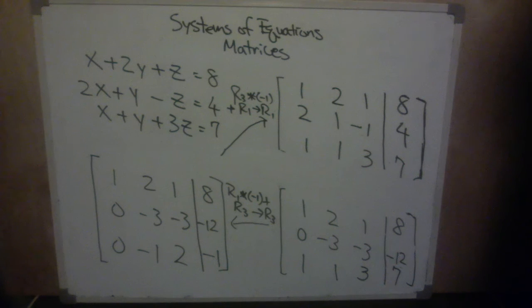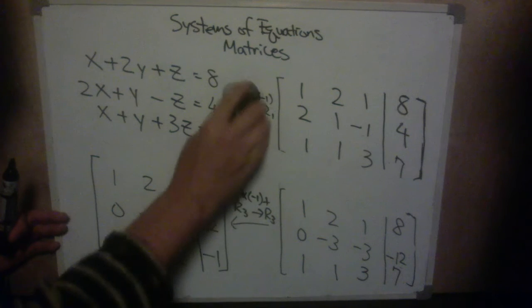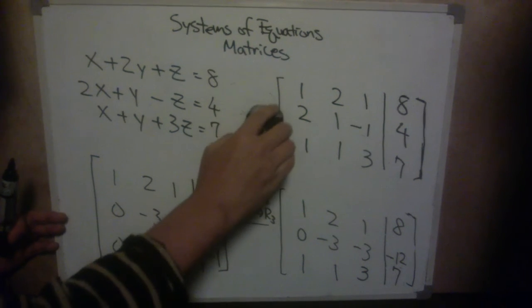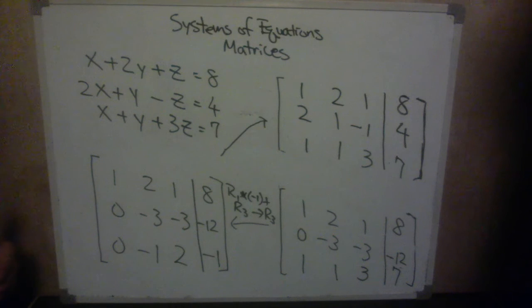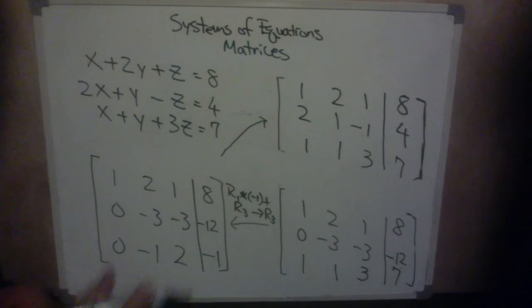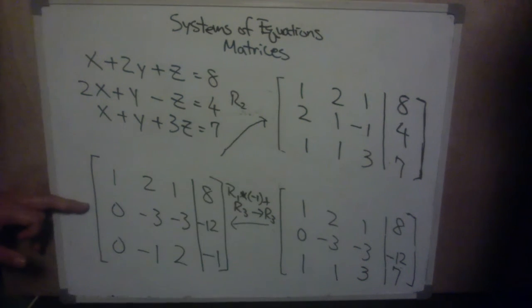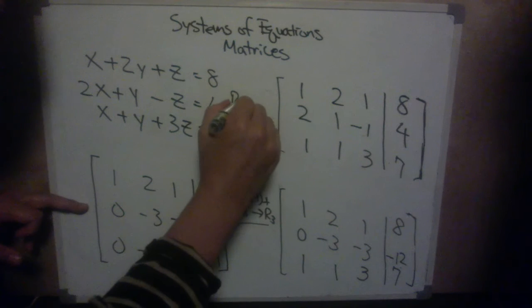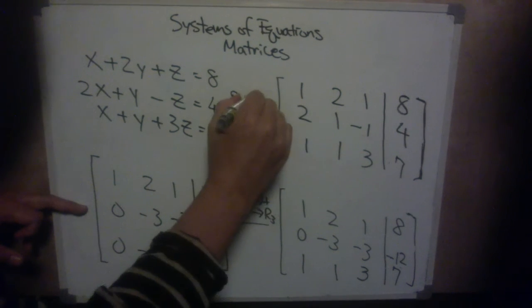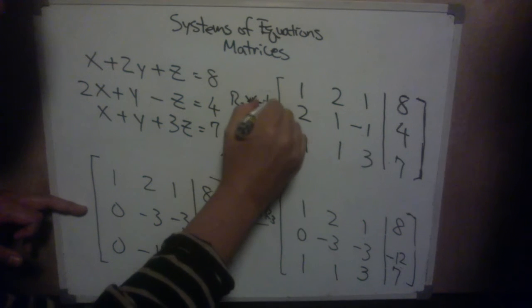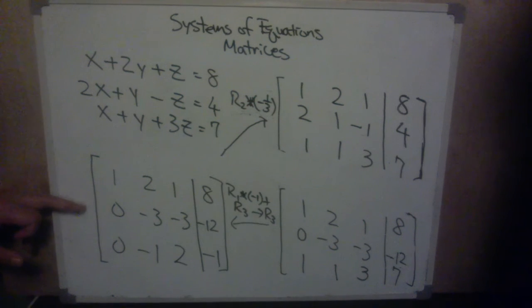Now the next thing I want to do is make this -3 equal to 1. So I'm going to come up here. What I can do is take row 2 and multiply it by -1/3, and that's going to be my new row 2. Row 1 stays the same, row 3 stays the same. So let's do that.